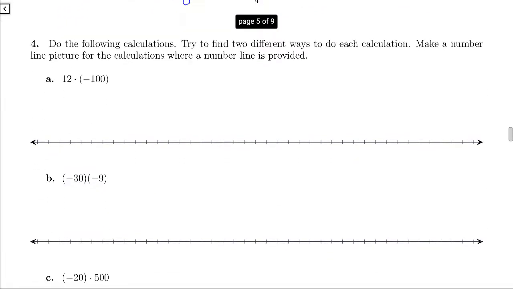So now I'm going to look at doing a few calculations, and again, we're going to try to find 2 different ways to do each calculation. So if I have 12 groups of, 12 times negative 100, I could think of this as 12 groups of negative 100.